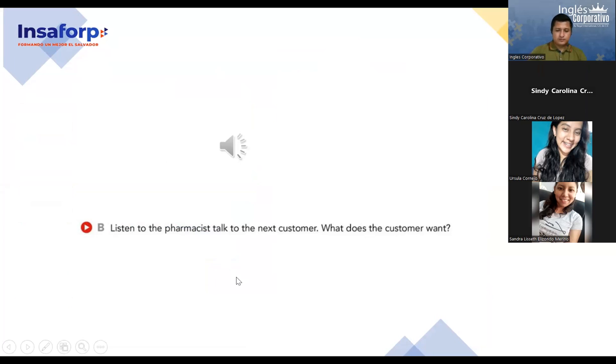Page 81, Exercise 8, Part B. Listen to the pharmacist talk to the next customer. What does the customer want? Excuse me. Yes, how can I help you? What do you suggest for a headache? Well, you should take some pain medication, and it's important to see a doctor if it doesn't go away. Oh, and where is the pain medication? Right over there, near the door. Thanks a lot.